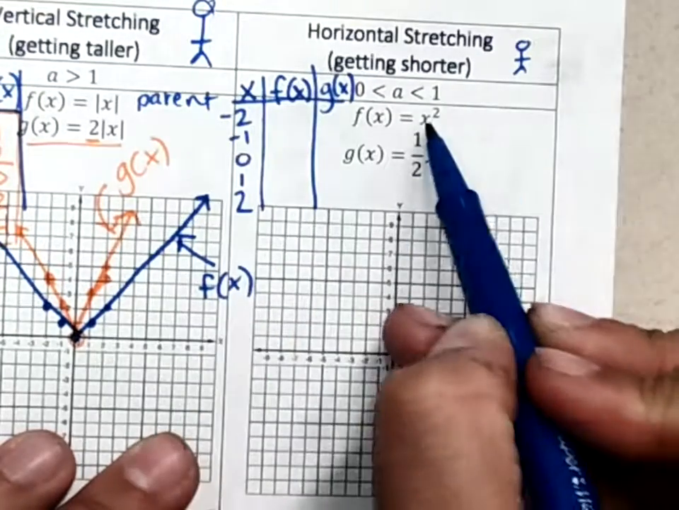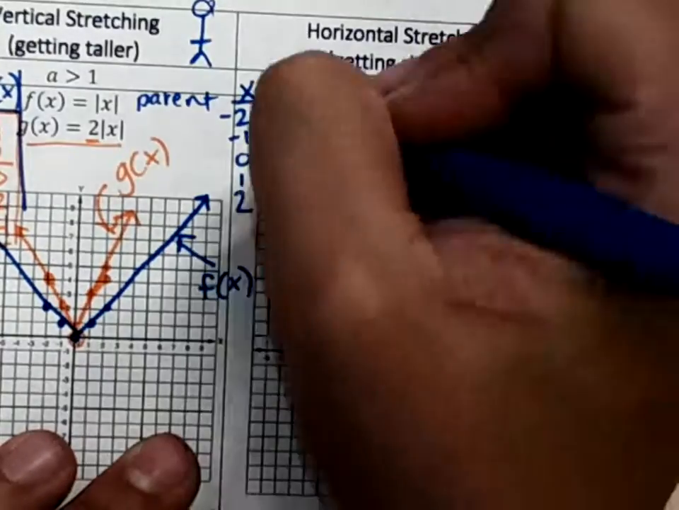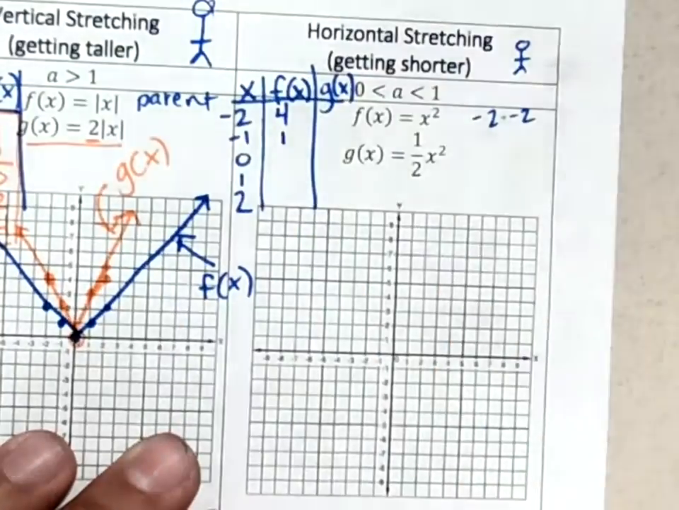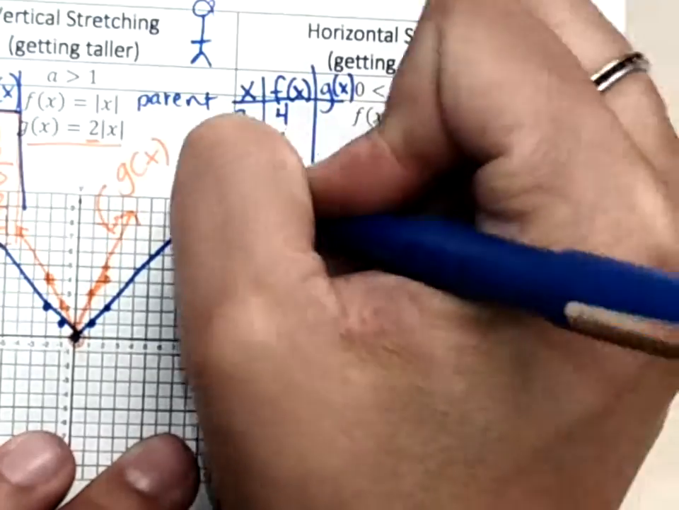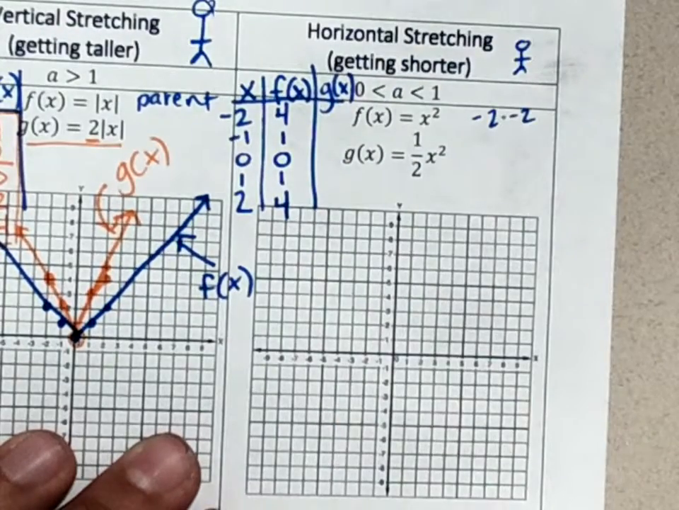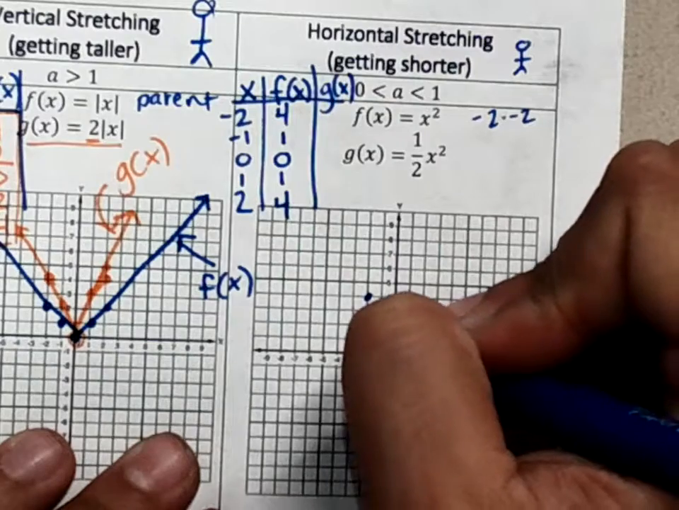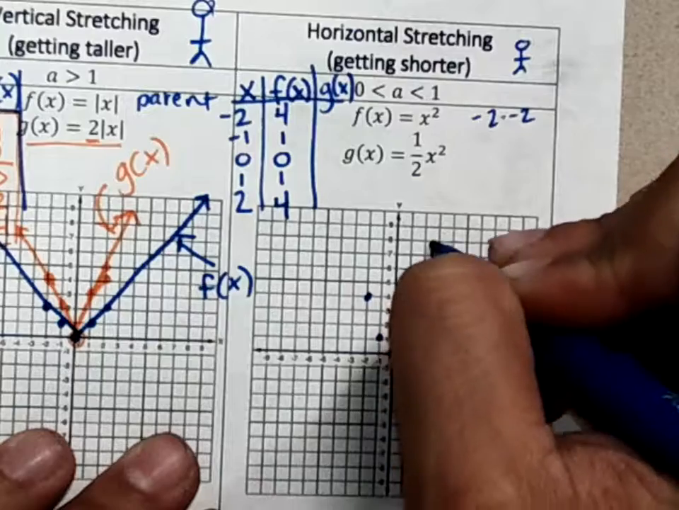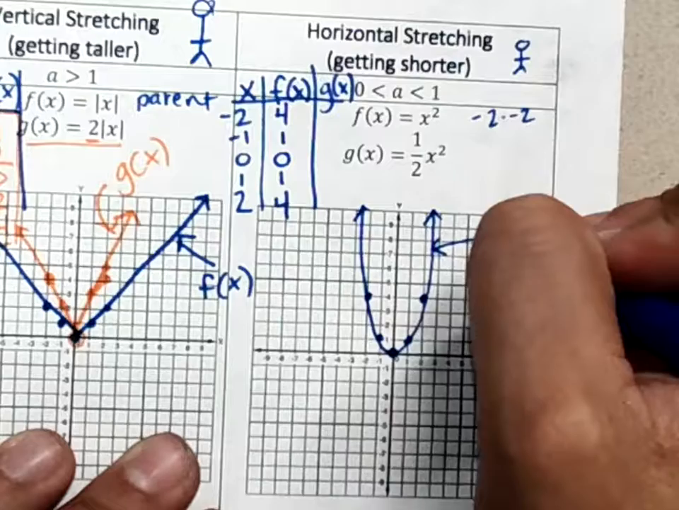When we plug in -2 into x squared, -2 times -2 gives me positive 4. -1 times -1 gives me positive 1. 0 squared is 0, 1 squared is 1, and 2 squared is 4. If we go ahead and graph these, -2, 4, -1, 1, 0, and this will be our parent function, f of x.